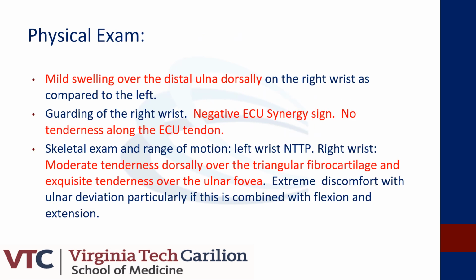A focused physical exam demonstrated mild swelling over the distal ulna dorsally on her right wrist as compared to the left. She had guarding, a negative ECU synergy sign, and no tenderness along her ECU tendon. Her left wrist was non-tender to palpation. Her right wrist had moderate tenderness to palpation dorsally over the TFCC and exquisite tenderness notably to the ulnar fovea. She had extreme discomfort with ulnar deviation, particularly if this was combined with flexion and extension.